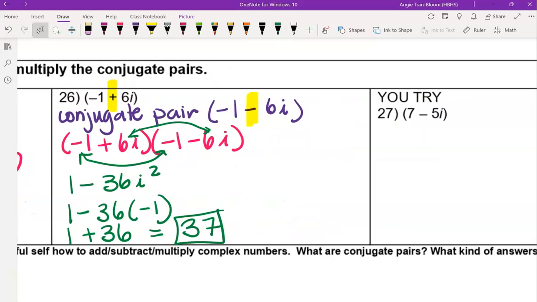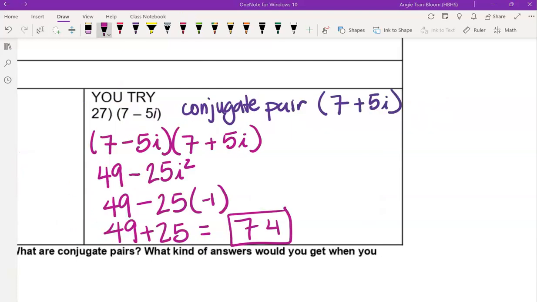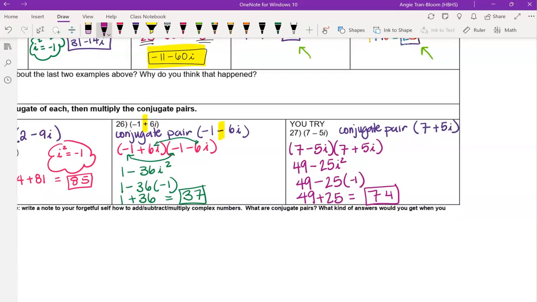All right, so you try 27. Remember, do this on your paper first, then box up your answer. So did you end up with 74 as your final answer? And the conjugate pair of this is 7 plus 5i. If you did, great job.